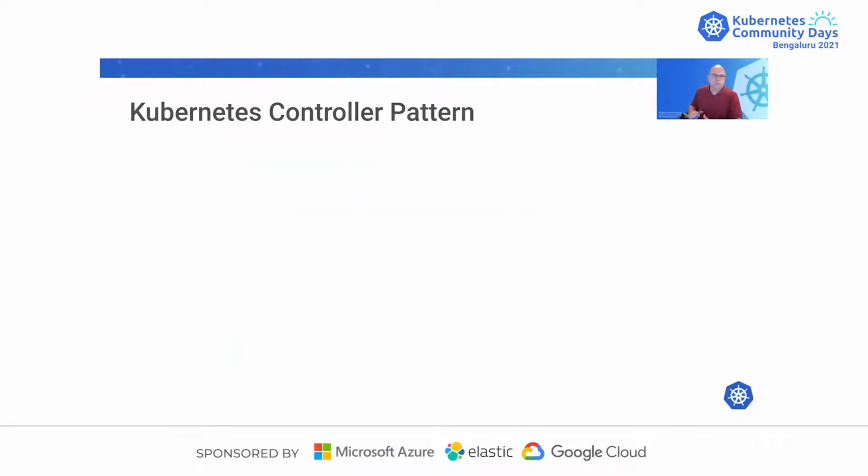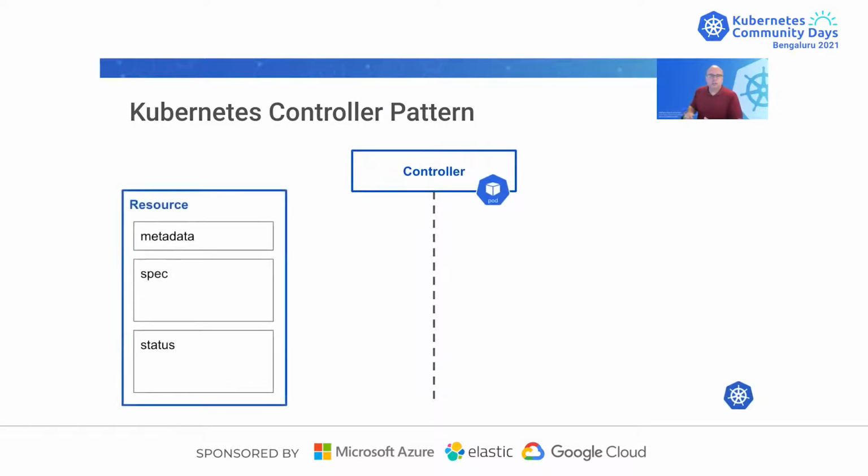So apologize if you're already familiar with this, but Kubernetes operates using something called a controller pattern, where there's multiple controllers in the cluster that are really just running as pods inside the cluster. And these controllers are looking for creates, updates, or deletes on a particular type of resource. And a resource is defined by some metadata, a specification, and status.